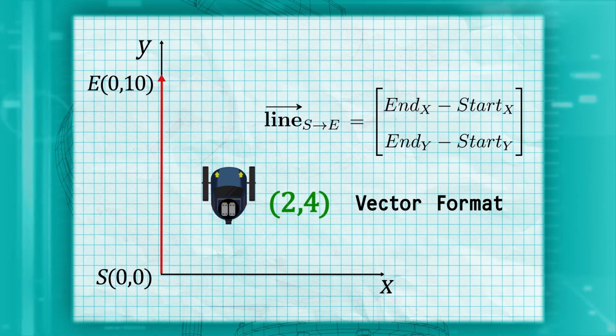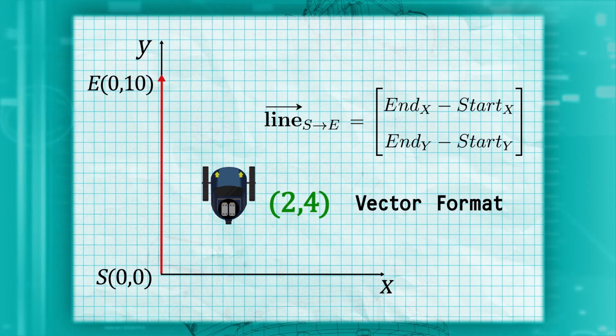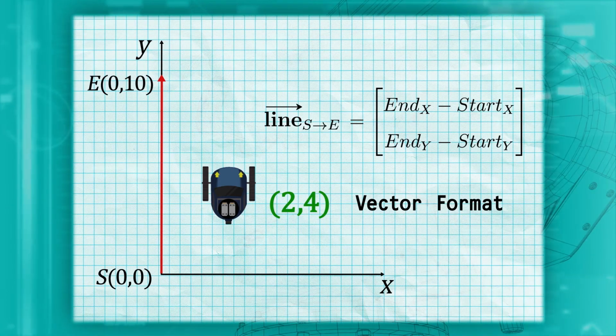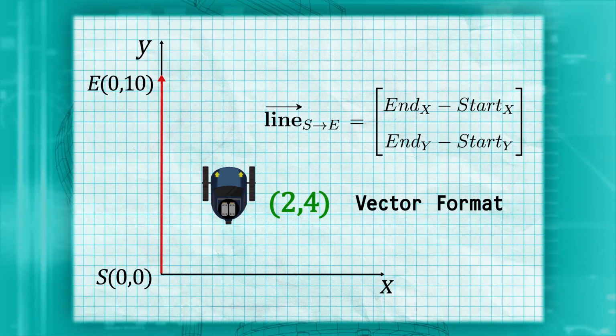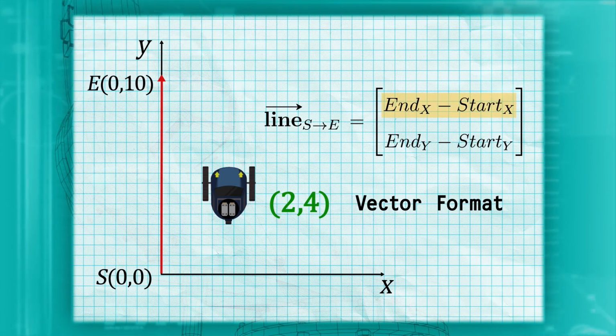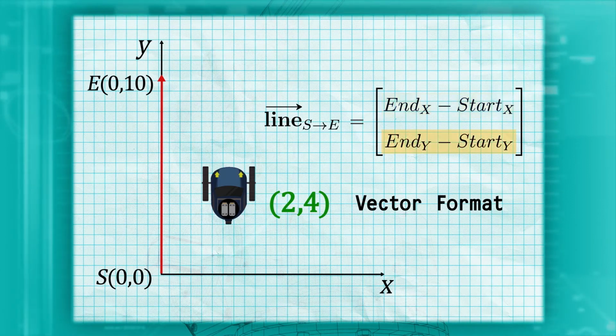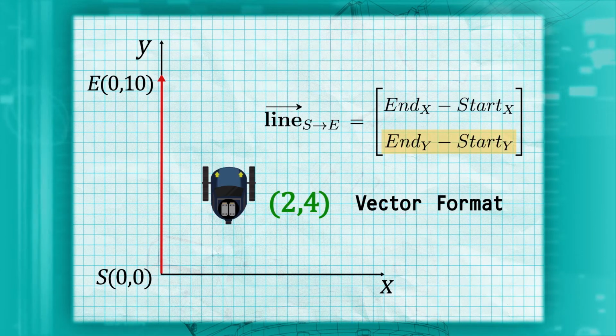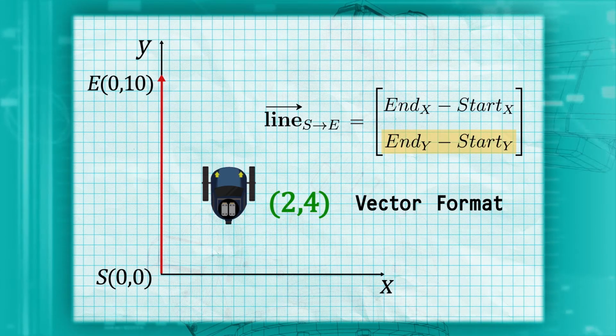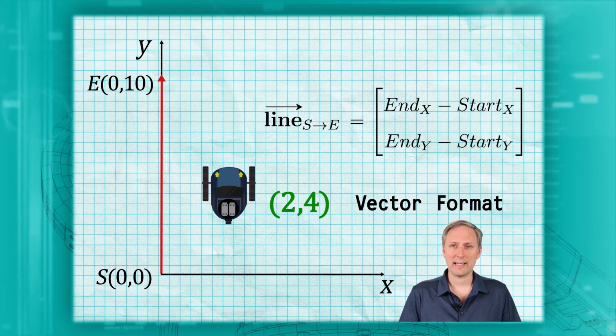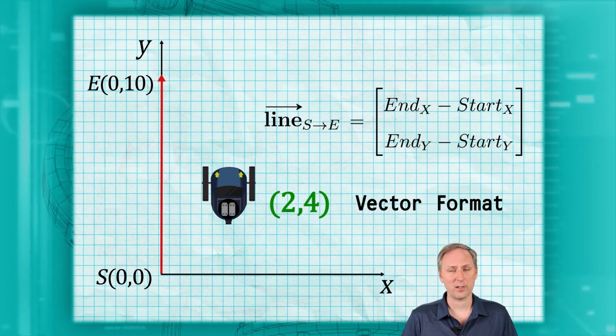The vector is more than a single number. It is a column of numbers. Our vector has 2 elements. The top one is the difference in the x-coordinates between the start and end points. The bottom element is the difference in the y-coordinates. Now we can use an easy method of determining which side of our line we are on.